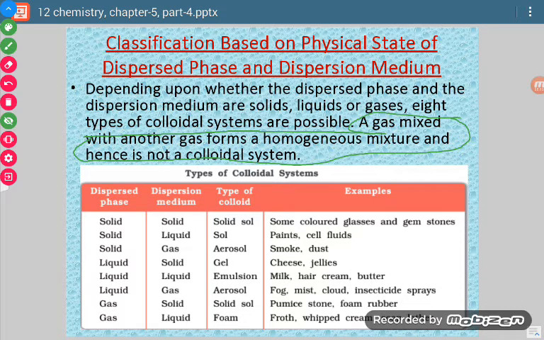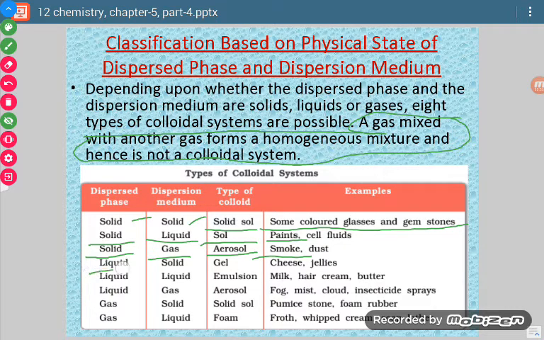Okay. Now first category, if both dispersed phase and dispersion medium are solids, then it is called a solid sol. Just like some colored glasses and gemstones, they are solid sols. If the dispersed phase is solid and the dispersion medium is liquid, then it is called a sol. For example, paints come into this category. If the dispersed phase is solid and the dispersion medium is gas, then it is called an aerosol. Smoke is in this category.